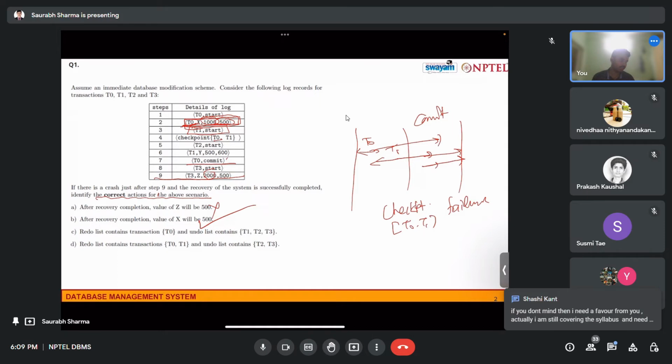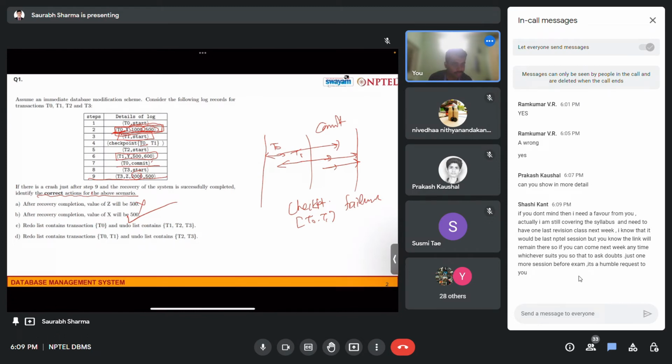T1 is having some operations. If you don't mind, then I need to cover from you. Actually, I am still covering the syllabus. I need to revise one last revision class next week. I know that it will be a detailed session, but the link will remain there. So if you can come next week anytime, whichever suits, send it out. Just one more session before exam.